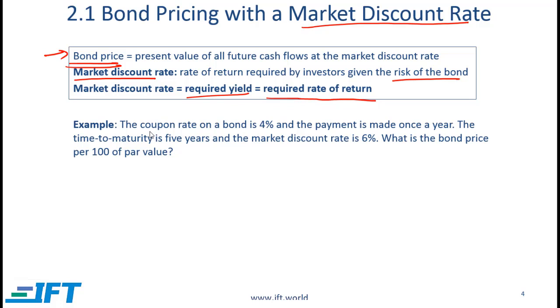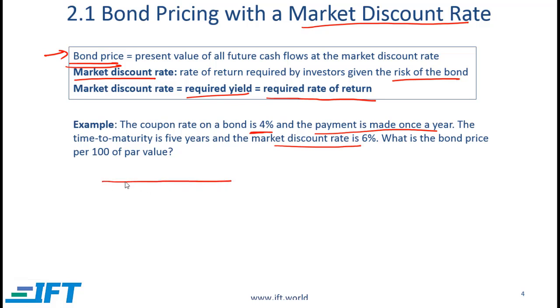Let us do an example from the curriculum. If we have a bond where the coupon rate is 4%, and for simplicity we'll say that the payment is made once a year. The time to maturity is 5 years and the market discount rate is 6%. What is the bond price per 100 of par value?